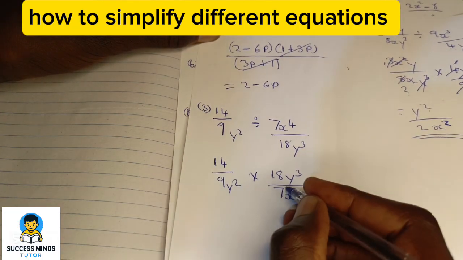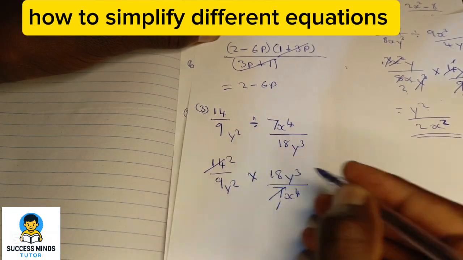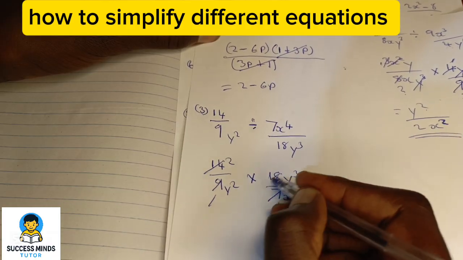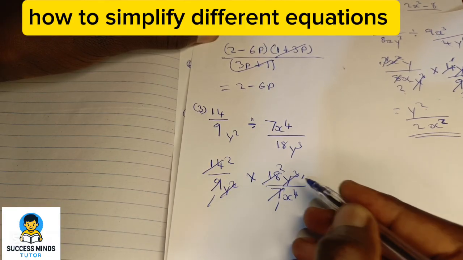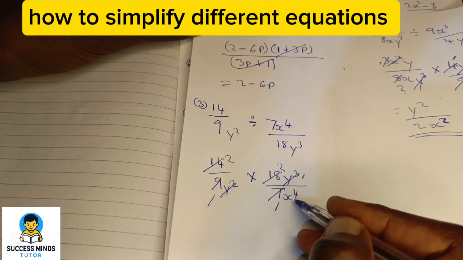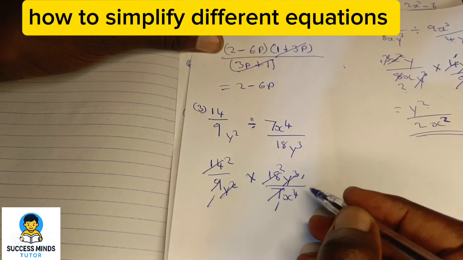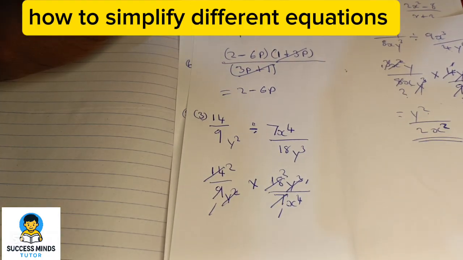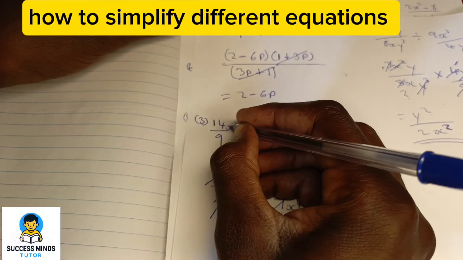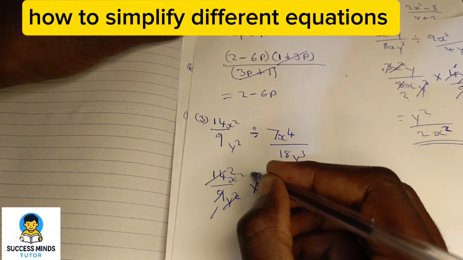So now you can divide: 7 into 7 is 1, 7 into 14 is 2. Then 9 into 9 is 1, 9 into 18 is 2. So y goes, and we remain with 1y there. So when you divide, based on how the question was, I'm sure there was an x, guys, sorry, there was an x squared.